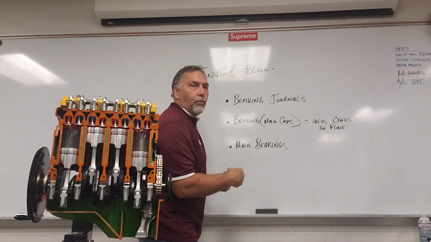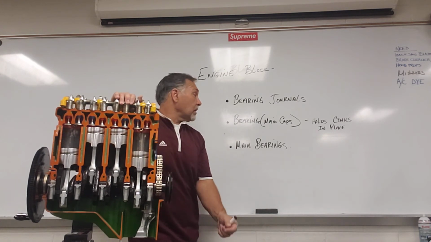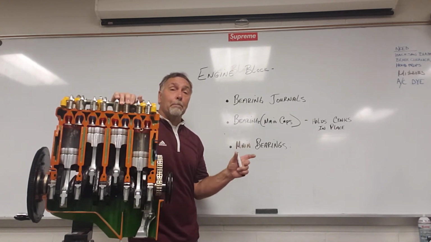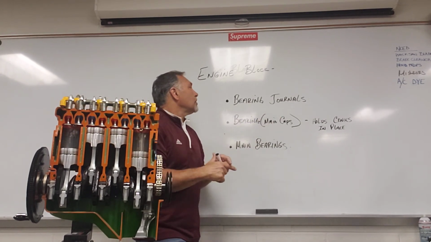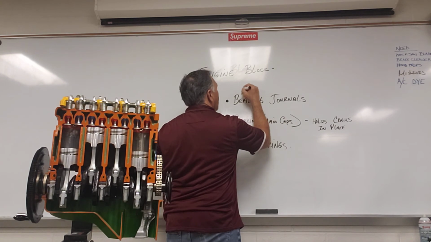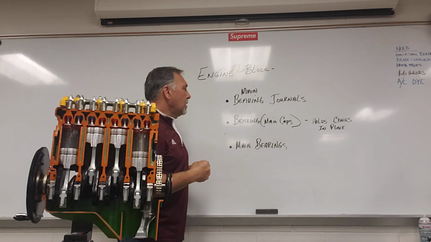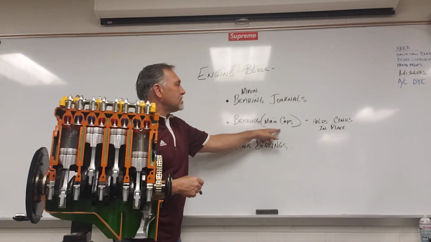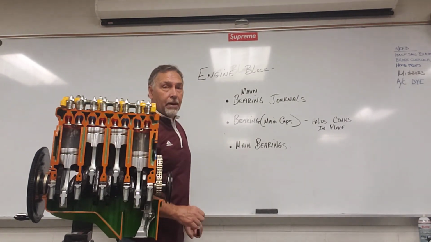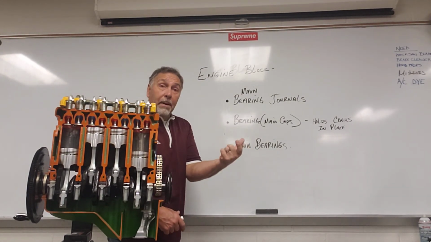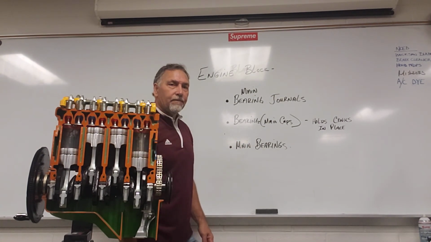Always try to remember that when we're talking about engines in the automotive industry, anything related to the crankshaft is considered main, or the main part of the crankshaft. That's why we have bearing journals. This should actually be main bearing journals, main bearing caps, okay? And then main bearings. Those are the metal bearings that go in between the cap and the crankshaft. So that gives you an idea.